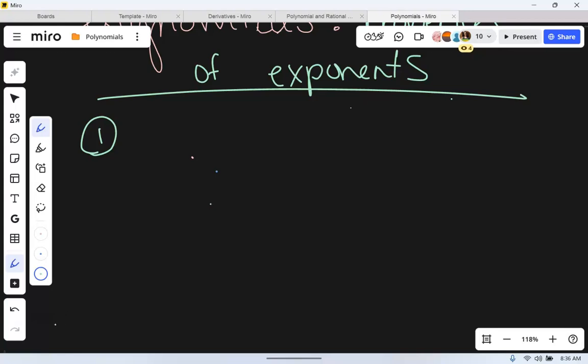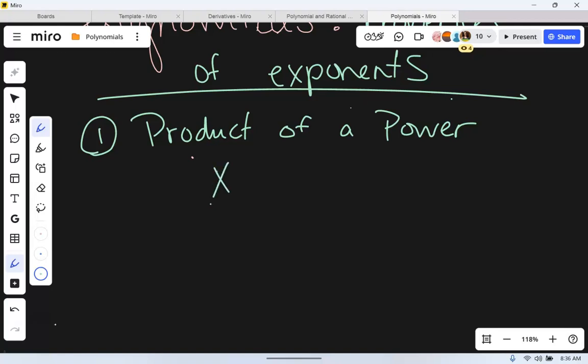All right, first one. Product of a power. That means I take 2 things and multiply them together. Maybe x to the 2nd times x to the 5th. Now, the important thing here is that they have the same base. What's the base? X is the base here.